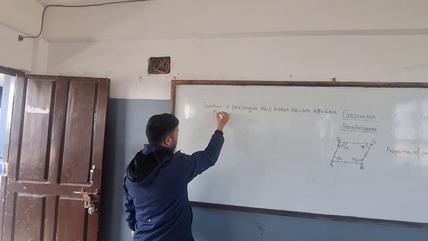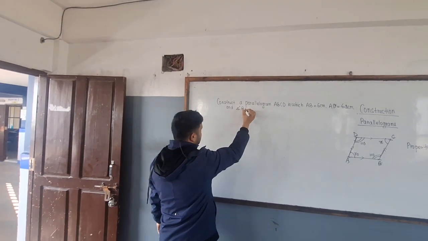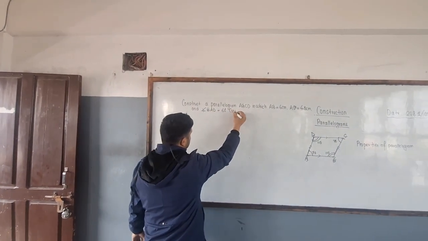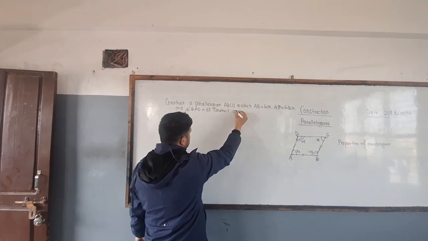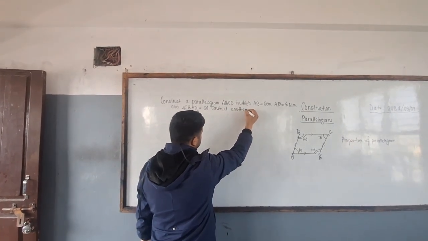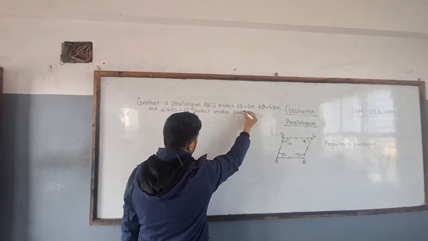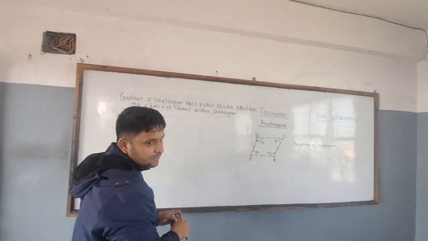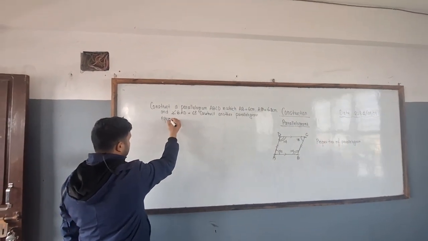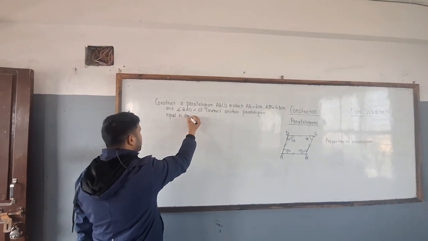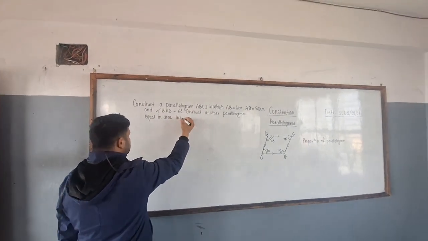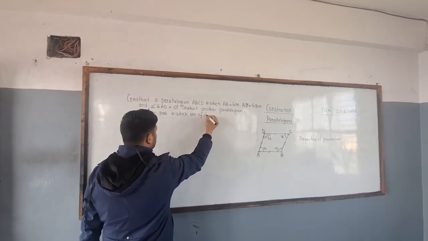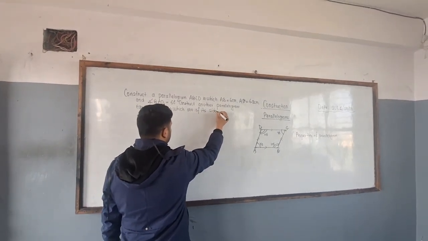And angle BAD equal to 60 degree. Construct, let's say, another parallelogram. Read the question please. Construct another parallelogram equal in area, in which one of its sides is 5.5 centimeter.